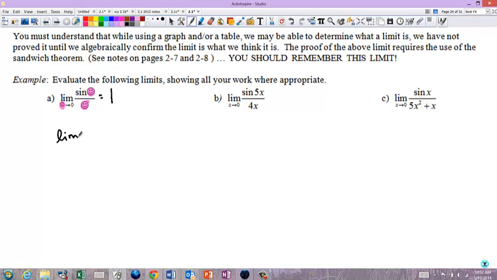The limit as I am getting a phone call. No, I'm not. I'm just kidding.